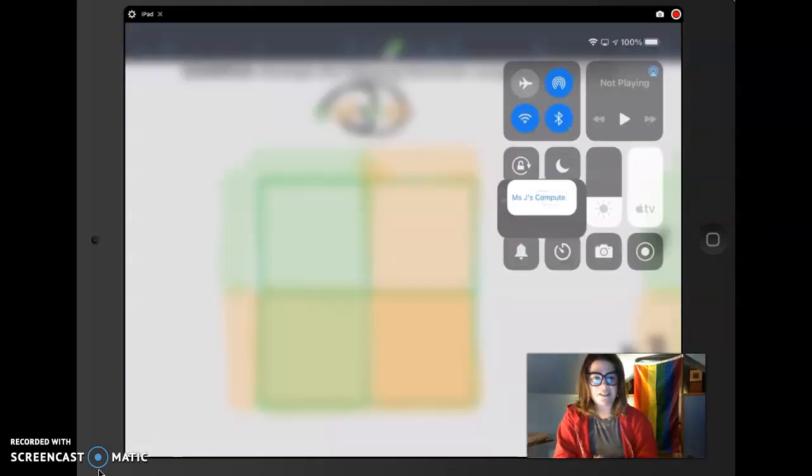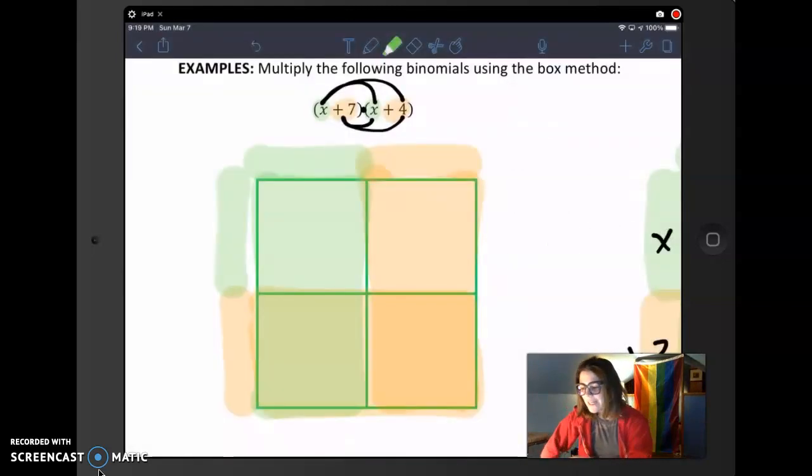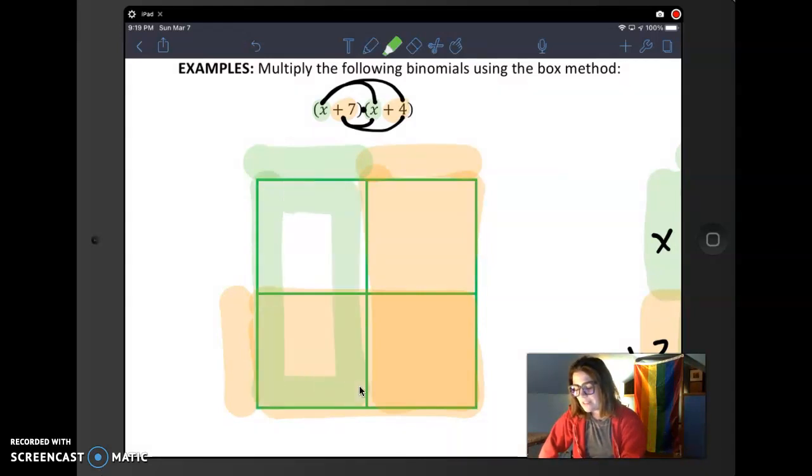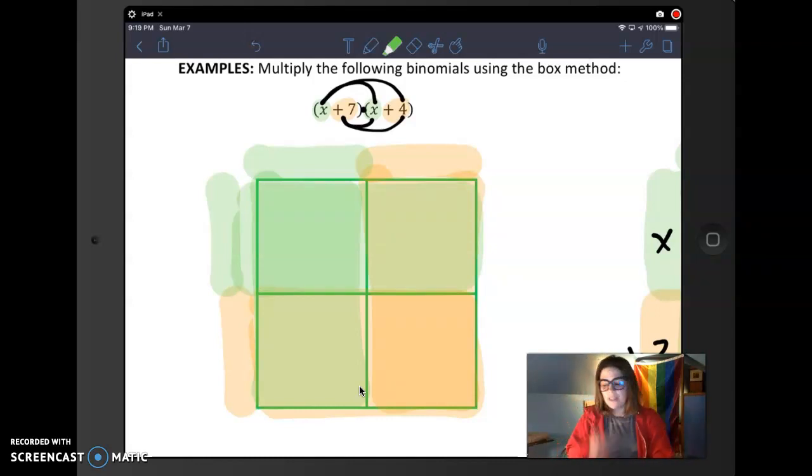We had a little technical difficulty there, but we're back on it. So we're going to highlight the top of the box in green, then the rest of that column in green, then highlight the side of this box in green, and the whole box here in green as well.